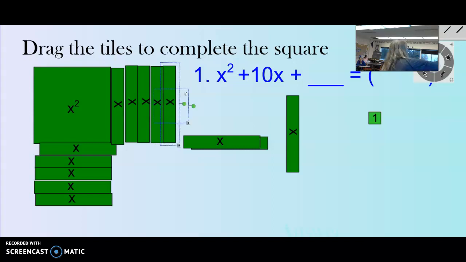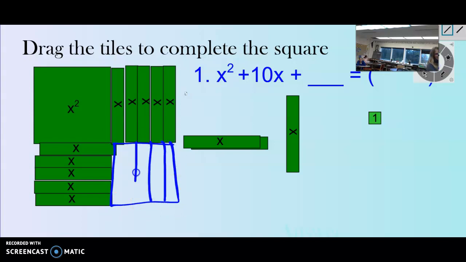All right, so we have 10x and x squared, right? That's what this expression, we have x squared plus 10x. How many unit tiles would you have to add there in order to complete the square? 25, because half of the tiles were here, so this leaves us with 5 units in this direction and 5 units in this direction, and so if I complete the square, I would have 5 by 5 unit tiles required, or 25 unit tiles.